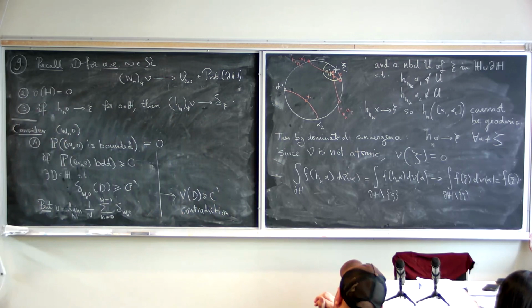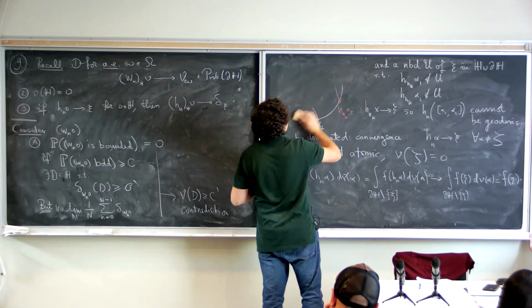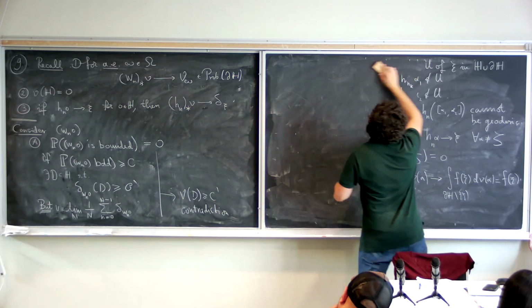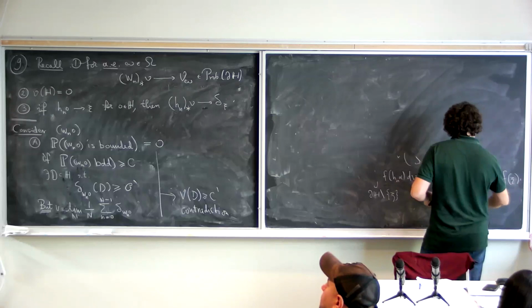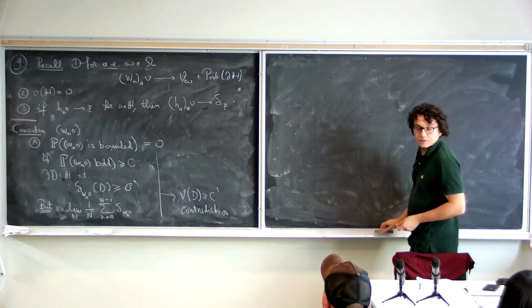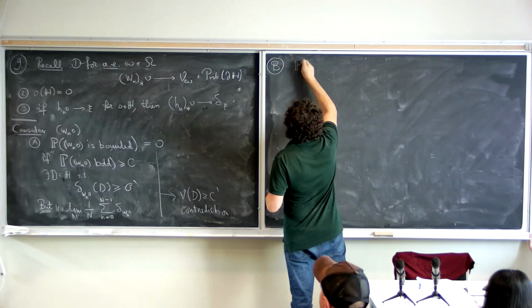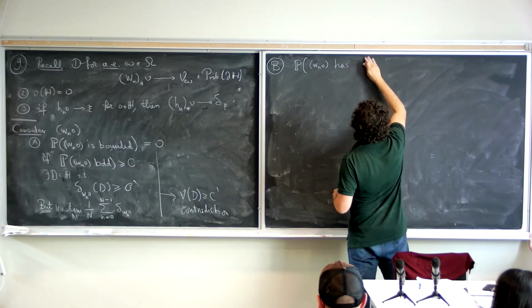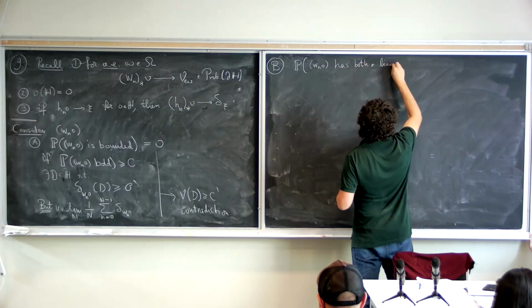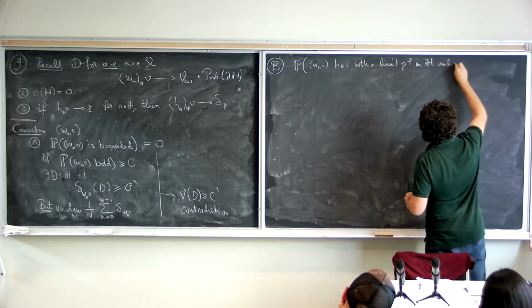Now, what about the other cases that are more interesting, I think? So there's two other cases. So the other case is that the probability, so there's a possibility that you're still unbounded, but also maybe you have a limit point inside. So you want to say the probability that w_n O has both a limit point in H and in boundary of H.